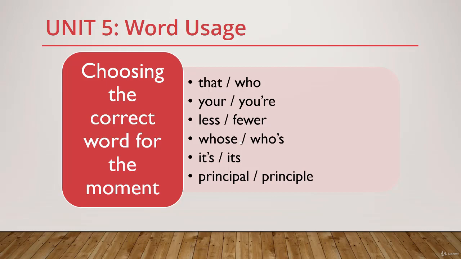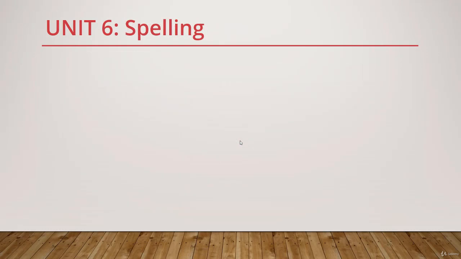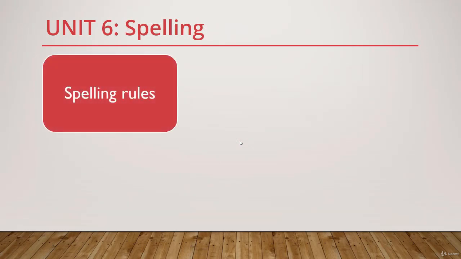And finally, in Unit 6, we'll look at spelling. There are some spelling rules to help you to learn how to be a better speller. We're unlucky in English in regards to spelling because many English words are not spelled how they're pronounced and they're not pronounced how they're spelled.